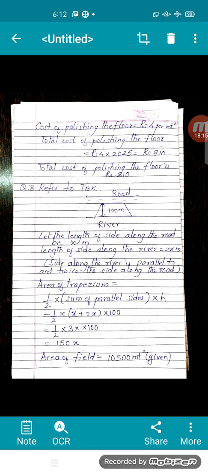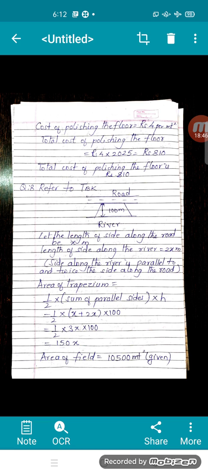Now, question number 8. Very good question. Mohan wants to buy a trapezium shaped field. Trapezium shaped, okay? Its side along the river is parallel and twice the side along the road. If the area of this field is 10500 meters square and the perpendicular distance between the two parallel sides is 100 meter, find the length of the side along the river. Please draw the figure.